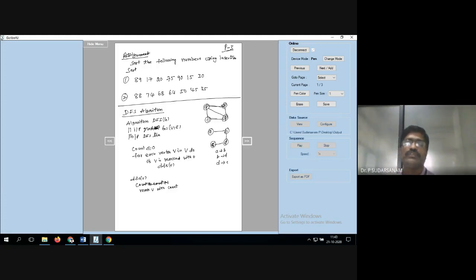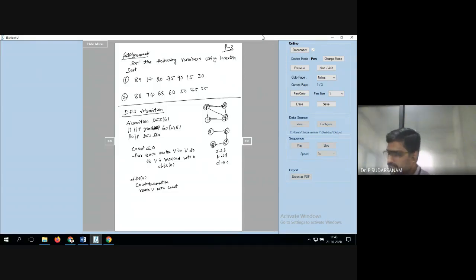Mark V with the count. So what will happen? Initially, for example, you take A, the source node vertex, and you make it count 1. So count is equal to count plus 1, initially 0, and mark V with the count. So the first node is visited, A is equal to 1.